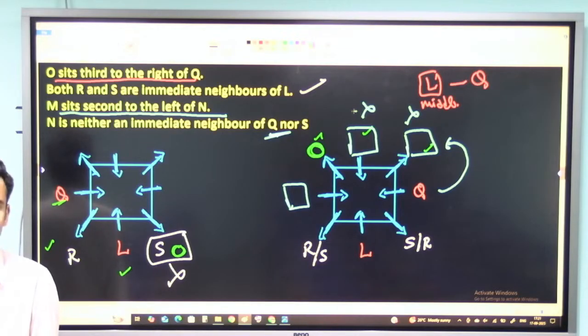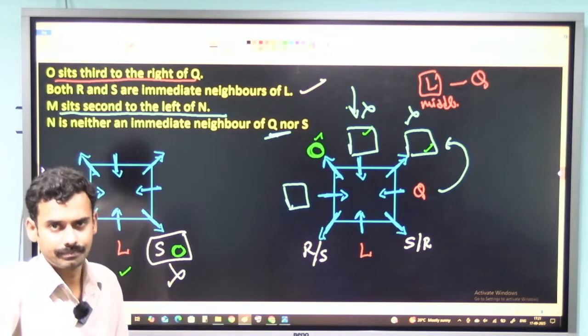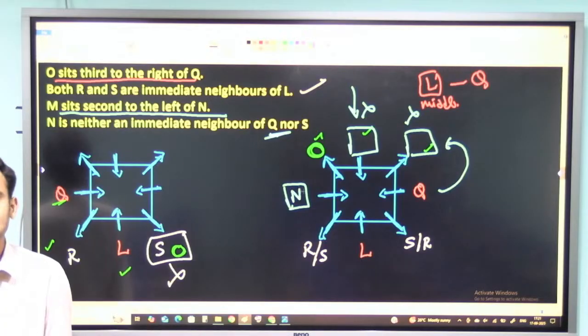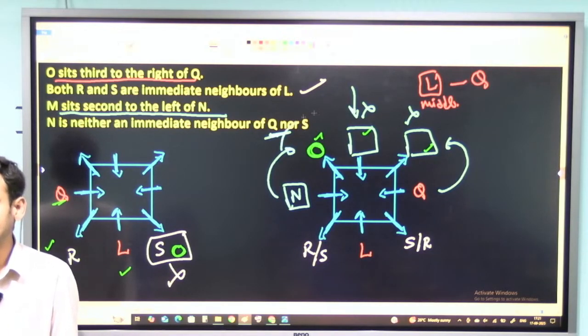This is also not a place for N, because if I take N here, what is happening? I cannot accommodate M. So that is the reason I can't even take N here. So the only option left is here. Then if I take N here, this is the first left, this is the second left. I can take M here.